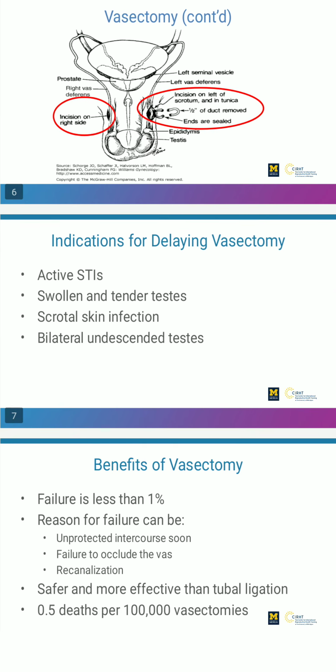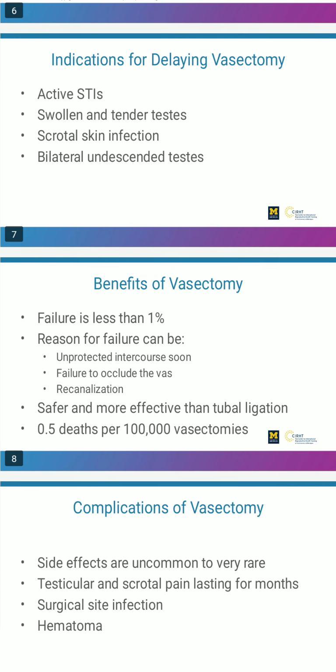The indications for delaying the vasectomy are active sexually transmitted diseases, swollen tender testes, scrotal skin infection, and bilateral undescended testes. The benefit of vasectomy is that the failure rate is less than 1%. Reasons for failure can be unprotected intercourse, failure to occlude the vas, and recanalization. It is safer and more effective than tubal ligation, with 0.5 deaths per 100,000 vasectomies.